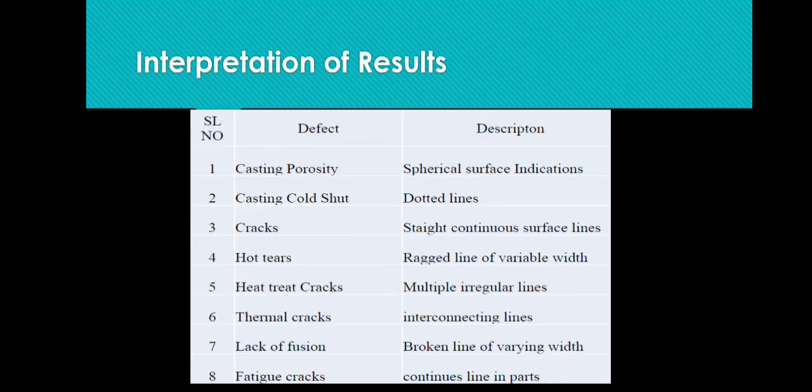Interpretation of results. How can we interpret the results? If we see some spherical surface indications in the developer, we can conclude that it is casting porosity. If it is dotted lines, we can conclude that it is a casting cold shut. If it is a straight continuous surface line, we can conclude that it is cracks, and a ragged line of variable width will be hot tears. If it is multiple irregular lines, then it will be heat treat cracks. If it is interconnecting lines, then it is thermal cracks. If it is a broken line of varying width, then we can conclude that it is a lack of fusion, and if it is a continuous line in parts, then it will be a fatigue crack.